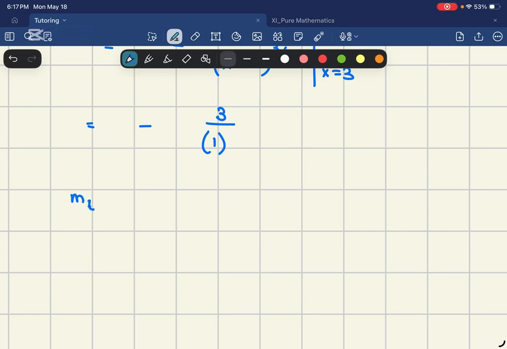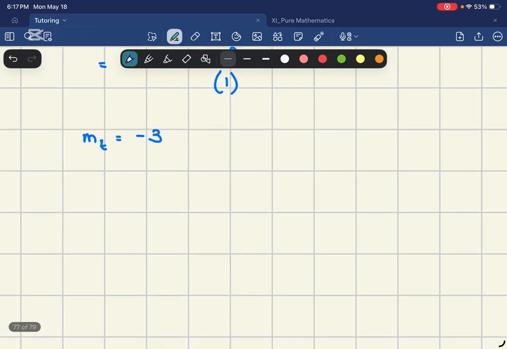So the slope of my tangent line is negative 3. If you find the slope of your normal line, that is going to be 1 over 3. Why? Because slope of your normal line is negative 1 over slope of your tangent line, right? So it's 1 over 3.